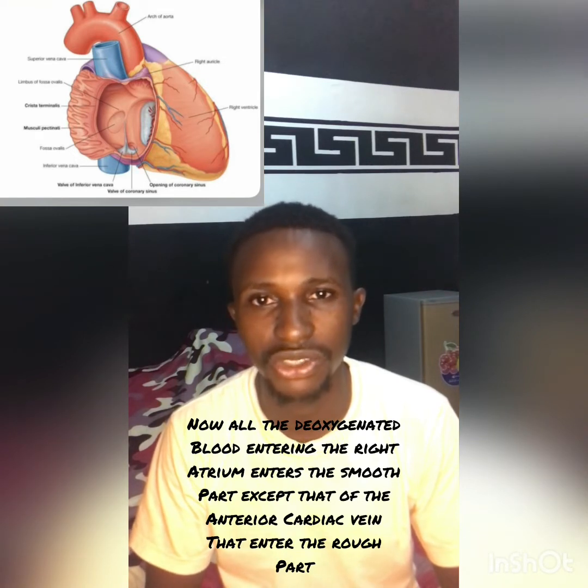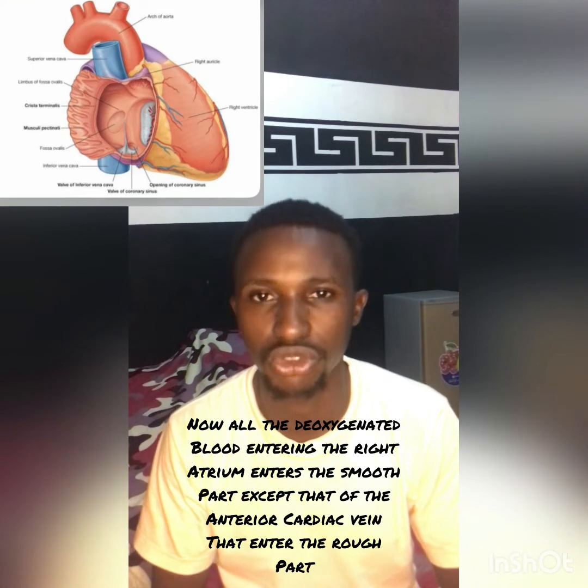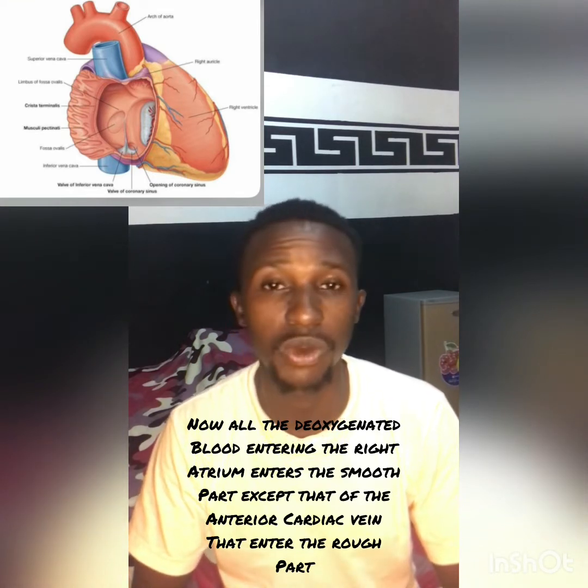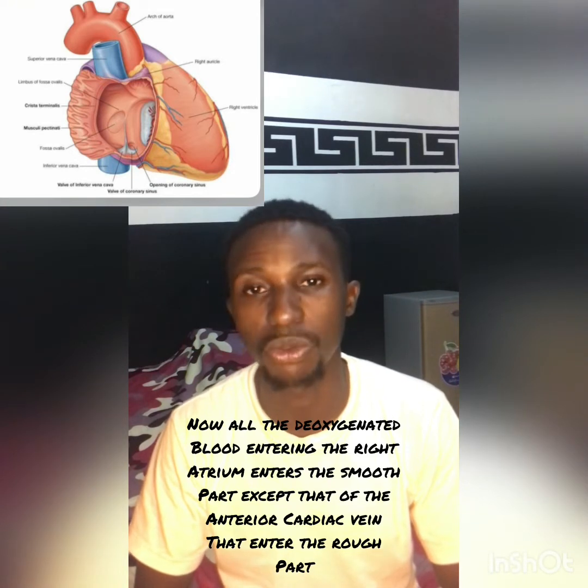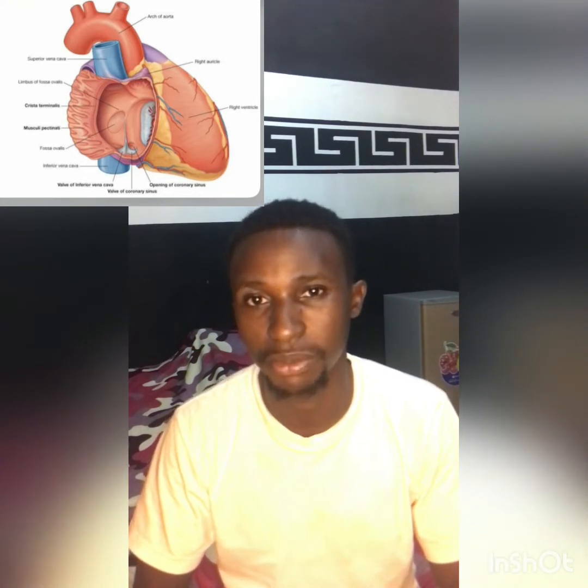Veins entering into the right atrium open into the smooth posterior parts. Only one vein is an exception, which is the anterior cardiac vein, which opens into the rough part of the right atrium. Please don't forget that point.